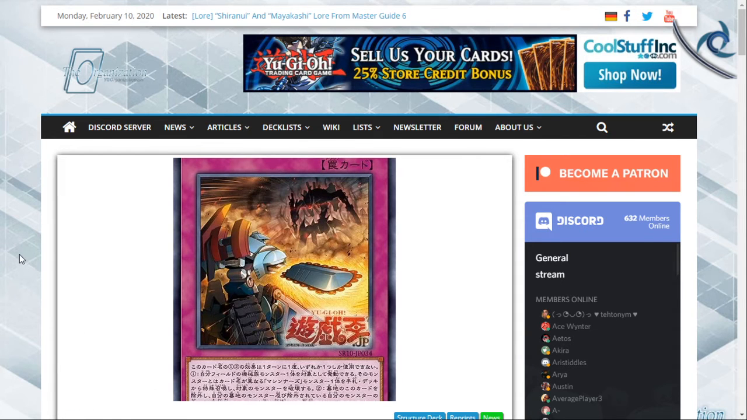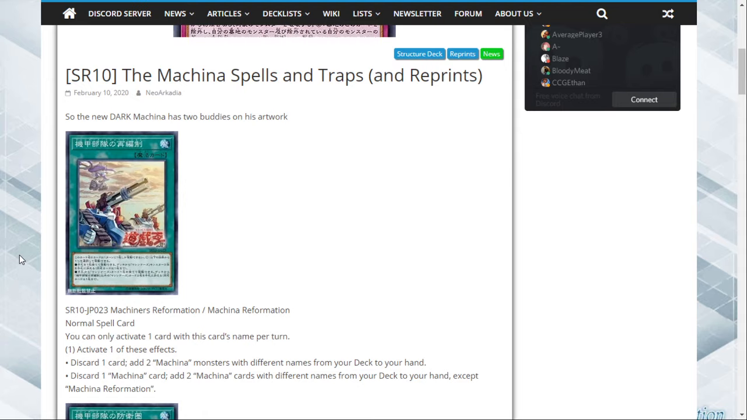First thing we're gonna talk about is Machina Reformation, which is a normal spell card. You can only activate one card with this card's name per turn. Activate one of these effects. Discard one card, add two Machina with different names from your deck to your hand.